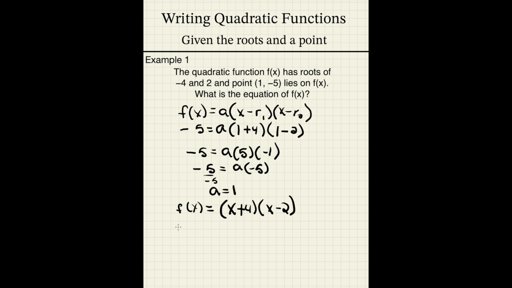Now, if you want to write it in quadratic form, you can go a little further. It depends on what your teacher would like your final form to be. And in that case, all you have to do is FOIL. So x times x is x squared. X times -2 is minus 2x. 4 times x is plus 4x. And 4 times -2 is -8. And now we're going to combine like terms. And the full quadratic is x squared plus 2x minus 8.